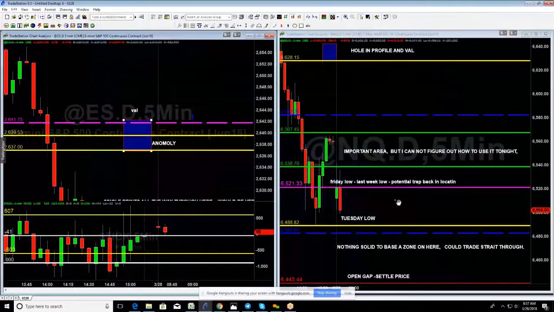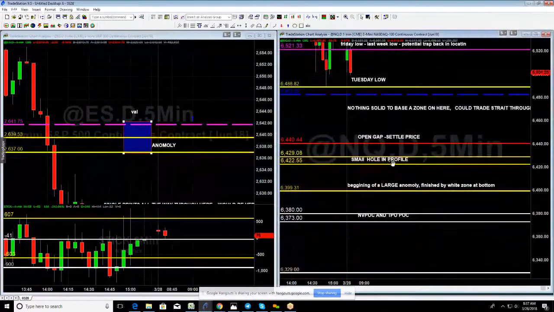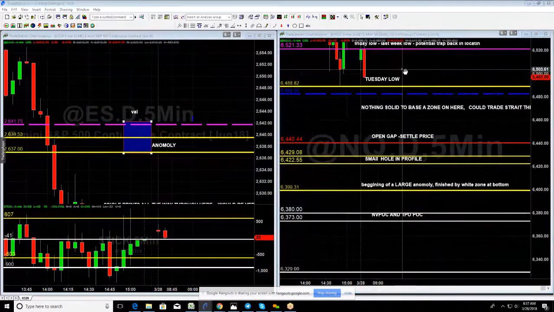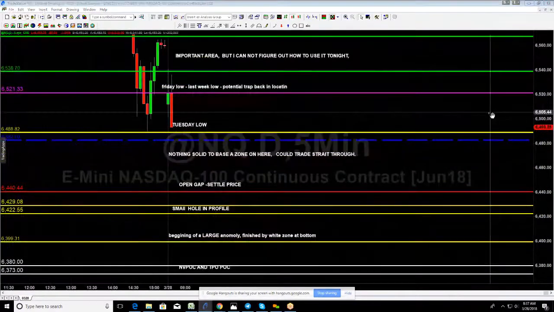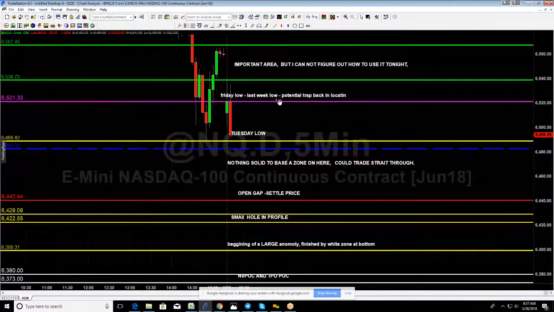Okay, so below, let's talk about below for a second on NQ. Hole in profile down here, okay? I really don't have anything at Tuesday's low besides a potential trap. Open gap, settle price. So here I put the notes right in there as clearly as I could. So Friday's low, last week's low, potential trap location. You can see we rejected right out of the hole in the profile. This is Friday's lows, last week's low.